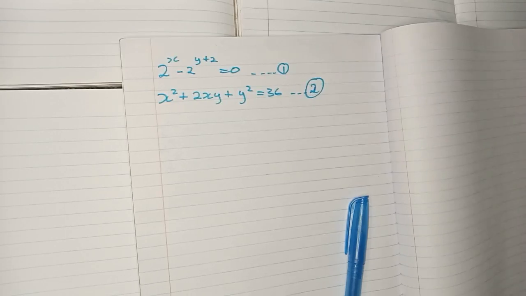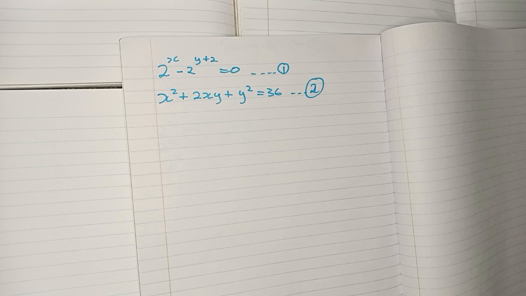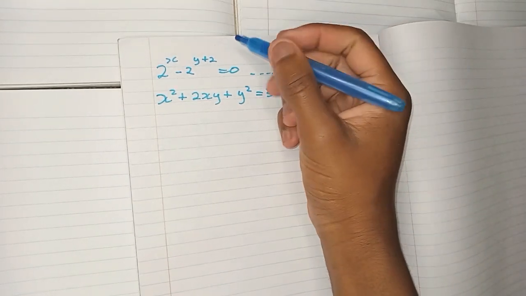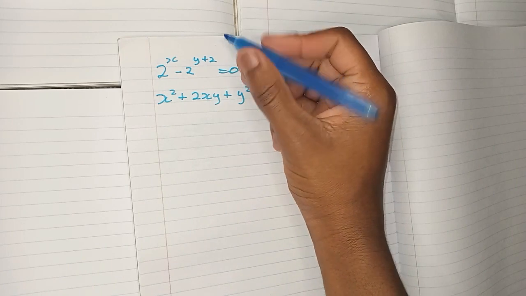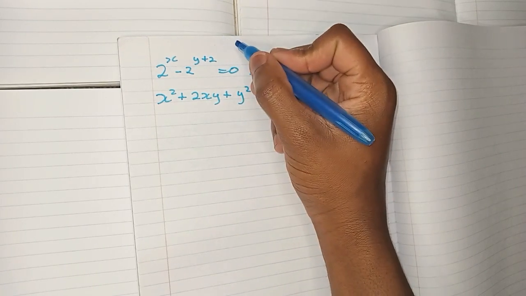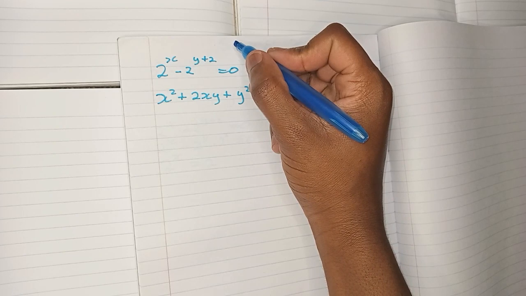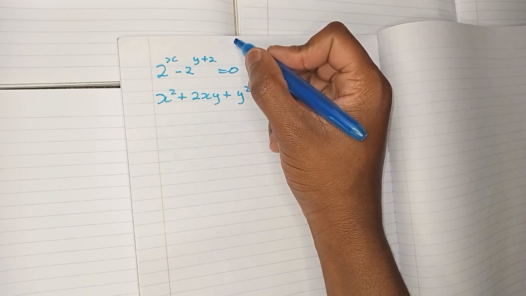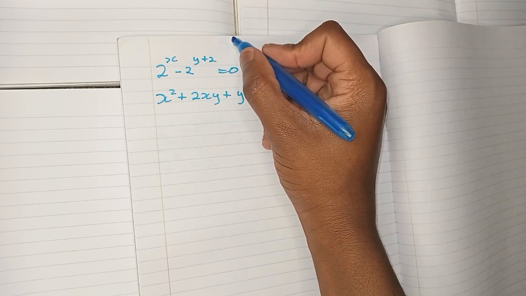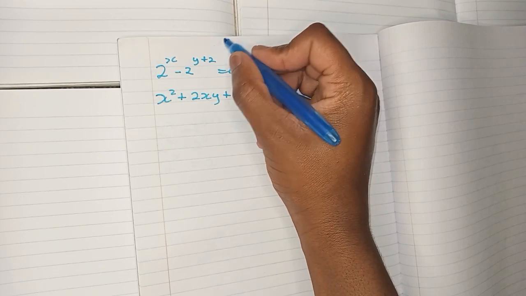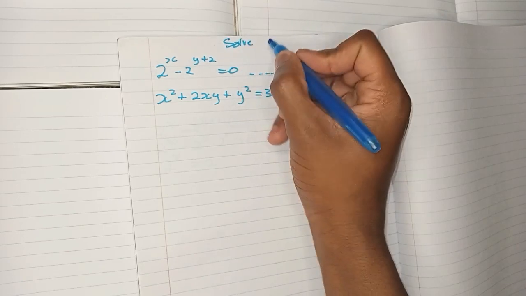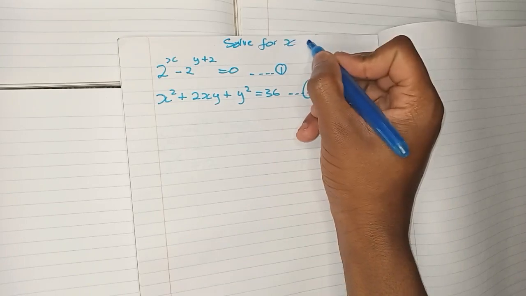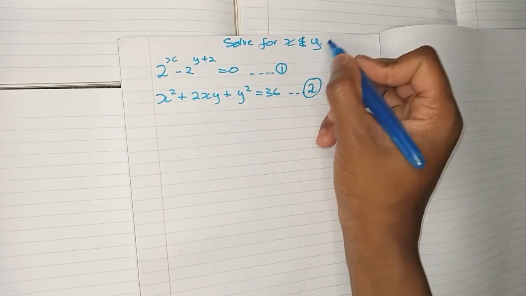Welcome to the video, and today we are solving simultaneously for x and y. So this is a case whereby you have two unknowns, x and y. It can be a variable, of course. It can be z, whatever they decide, but usually it's x and y. So yeah, solve for x and y. Right.